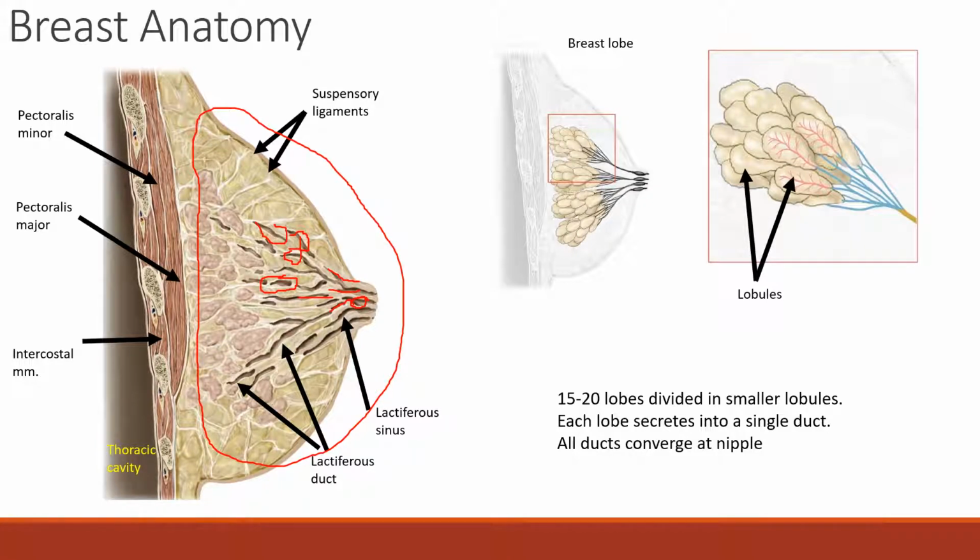In the small inset image, you see here the organization of the lobules. Each of these is a secretory unit which drains into a duct, and then those ducts coalesce into the larger lactiferous duct, which should actually be visible in dissection.